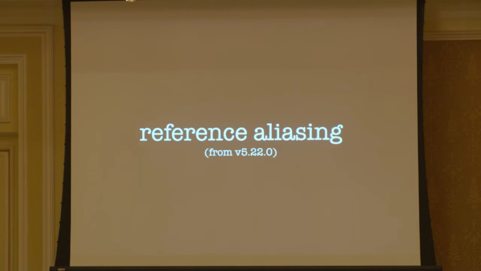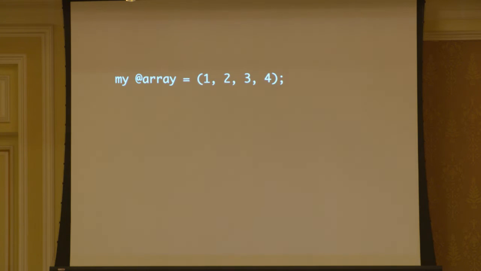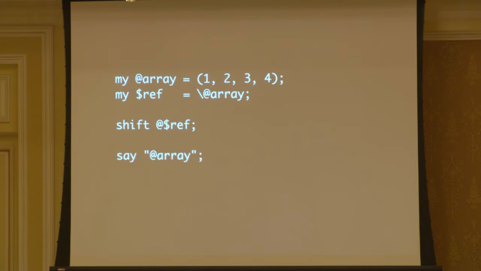Reference aliasing. It's another more fun with references. So we've got an array. This is some remedial Perl with references here. We've got an array. It's got 4 things in it. And we take a reference to that array, $ref. And then we shift from the array that we get when we dereference ref. Okay? Then we say array. What is this going to print?